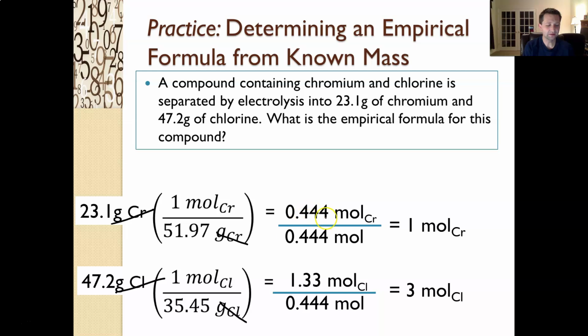Because you're taking the lowest number, dividing it by the lowest number of moles, you're always going to have something that comes out to be 1. And then some other stuff that might be 1, it might be some other numbers. In this case, it's 3. So the mole ratio is 1 mole of chromium to 3 moles of chlorine. So the empirical formula is really easy to write. It's CrCl3.